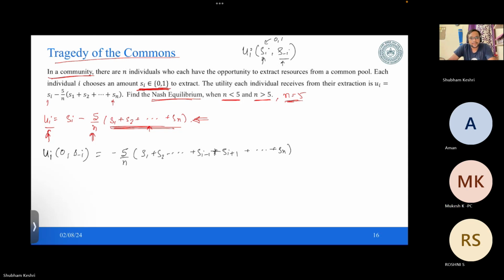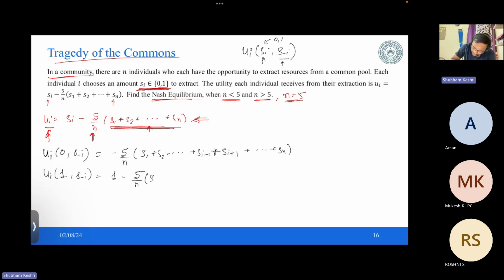Understood. Okay. Now we'll do this for just 1 minute. So we'll do this for this as well. For utility, the strategy when it is 1, so we'll do Si minus 1. Now when Si is 1, it will be 1 minus 5 by n.